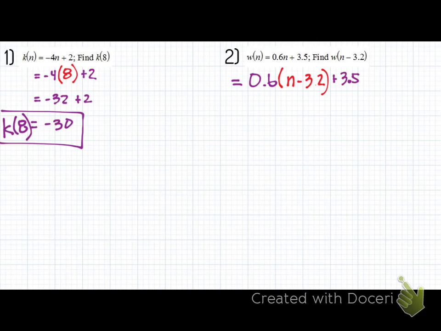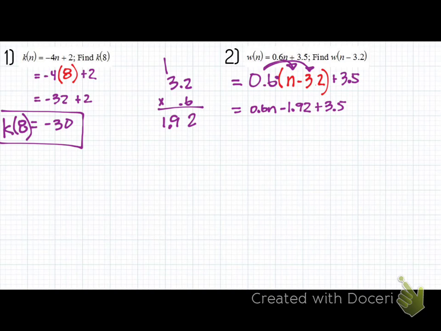Then I'm going to simplify this, put like terms together. There is a constant on the inside of this parentheses, and there's a constant on the outside. I have to combine like terms to simplify this math problem. So in order to do that, I have to take it out, or simplify by distributing. So we got 6/10 times n is 6/10 n. 6/10 times negative 3.2. Do a side problem, we get negative 1 and 92 hundredths plus 3 and 5/10.